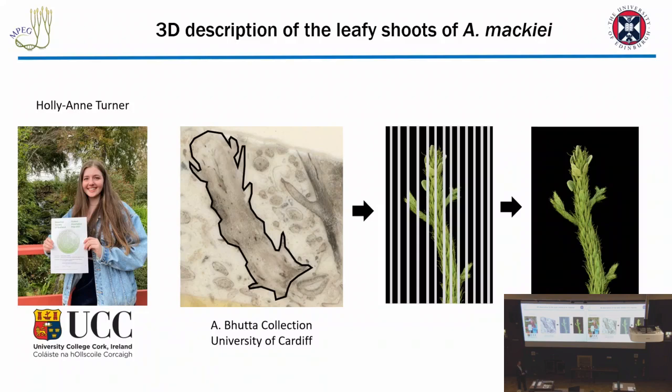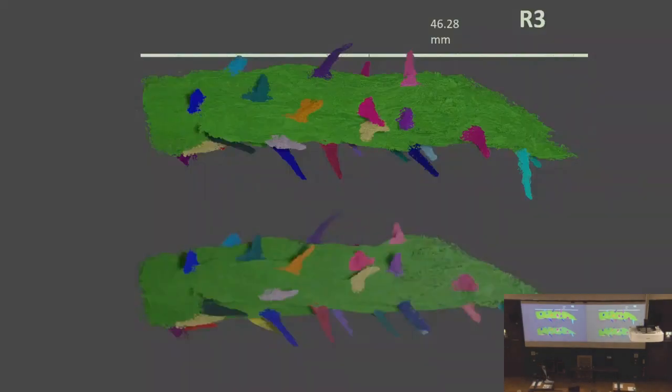And then the aim for her project was to take these thin preparations and digitally stick them together to produce the 3D structure that we're familiar with. To produce the first 3D reconstruction of what an Asteroxylon stem would look like. And this is what Holly-Ann was able to do in the project.